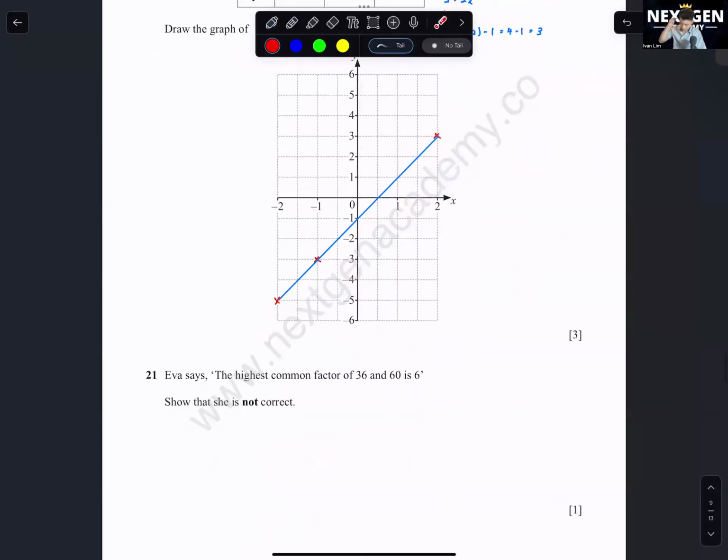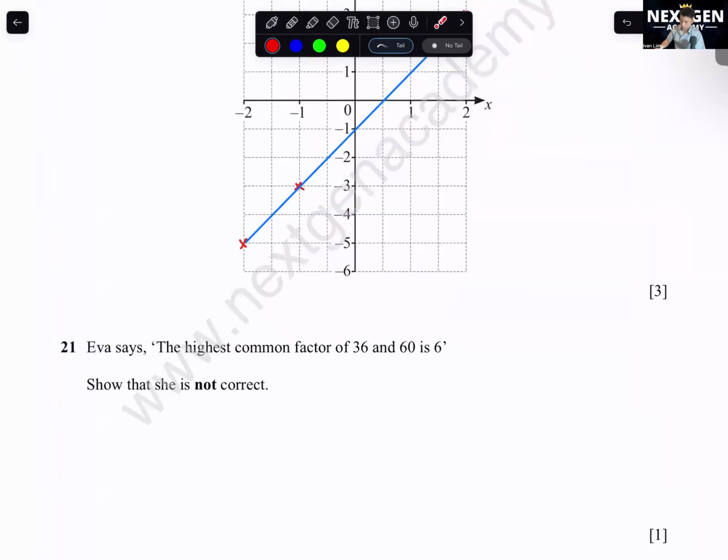Okay, question 21. Eva says the highest common factor of 36 and 60 is 6. Show that she is not correct. Okay, what method do you all use here? 36 and 60. What is the highest common factor? Okay, you can list down all your factors first.